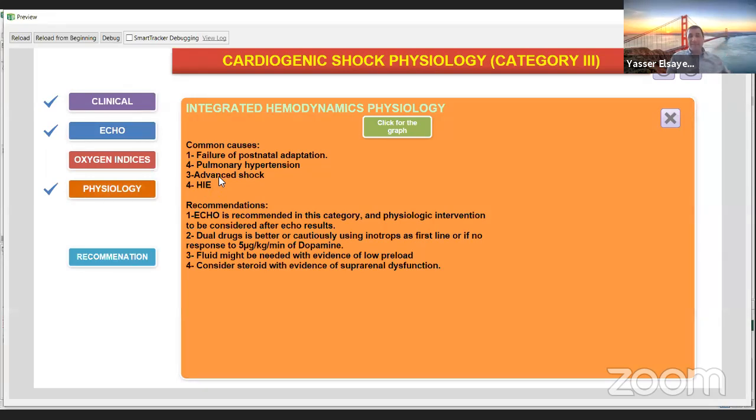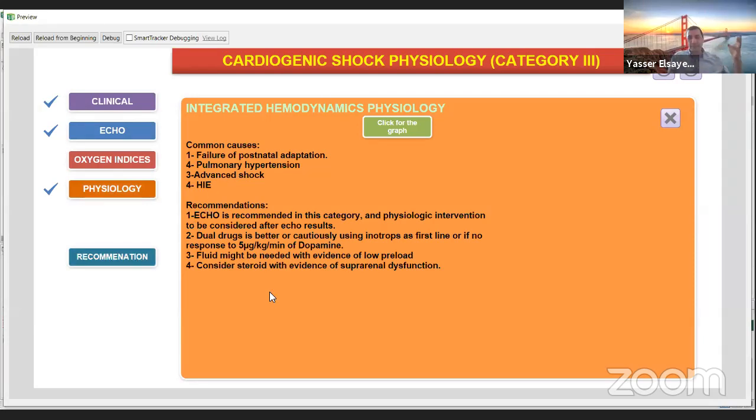So you can now see the overlap of predisposing factors or causes between the 3 categories. So don't assume that in HIE there's a fixed approach of using dobutamine, for example. Some of our colleagues consider that. You may have category number 1, 2, or 3 in HIE. You may have category number 1, 2, or 3 in postnatal adaptation failure in preterm infants.